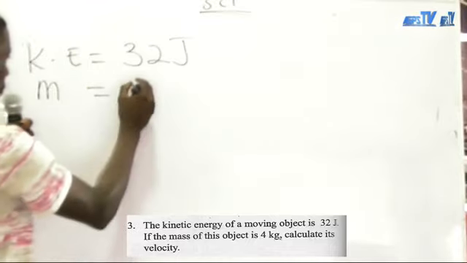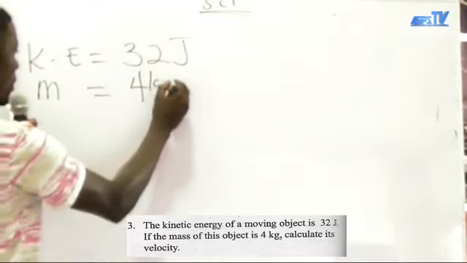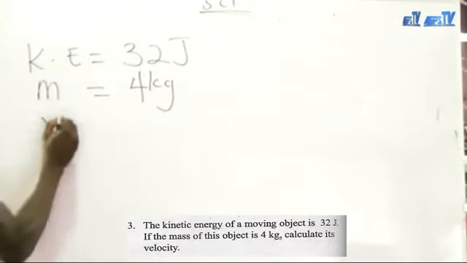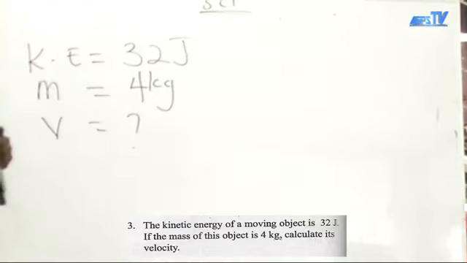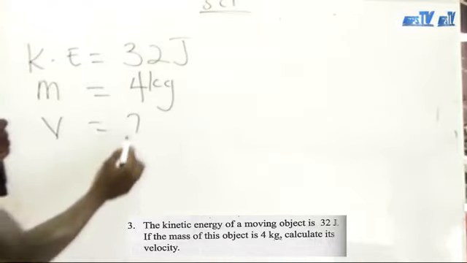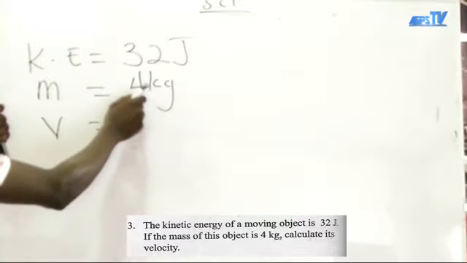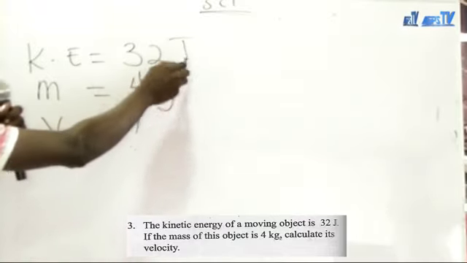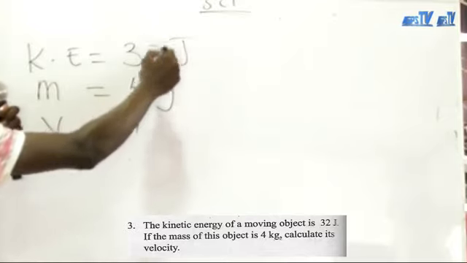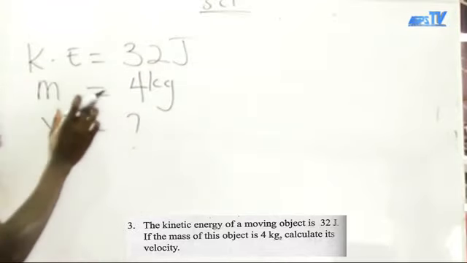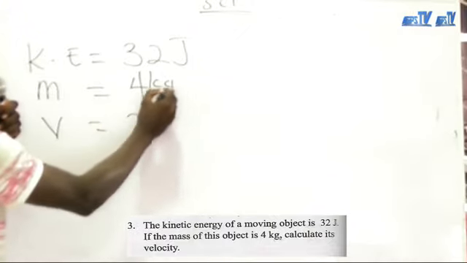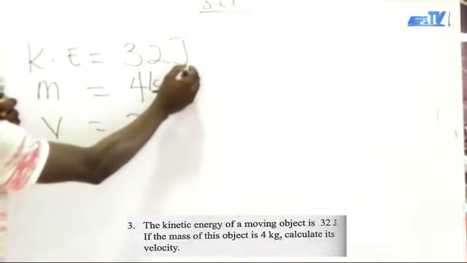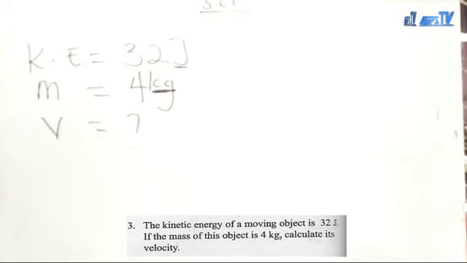The mass is 4 kg. V, we don't know. Now, before you solve this question, you have to know that the SI unit of mass is kilogram, and the SI unit of energy is joule. You have to know all this so that it will guide you to know the parameters well. As soon as you see this unit, it stands for mass, and this unit also stands for kinetic energy.